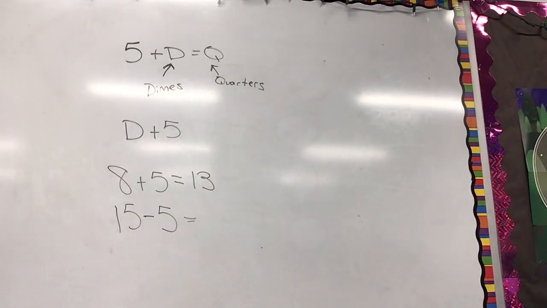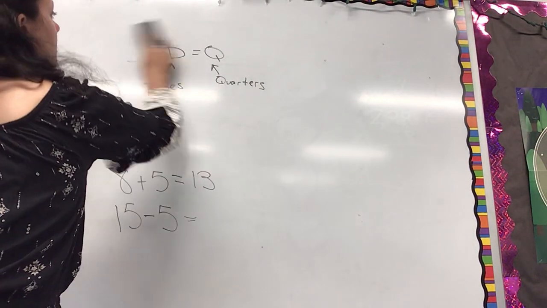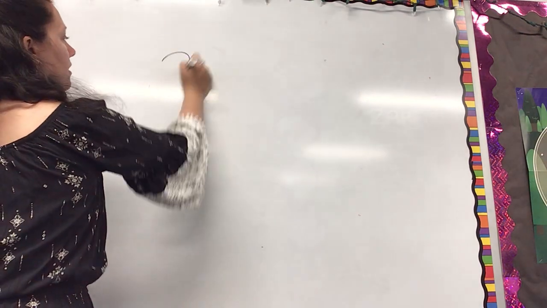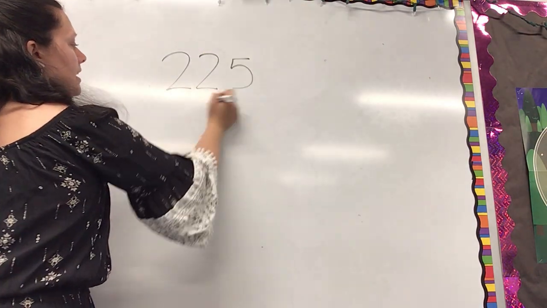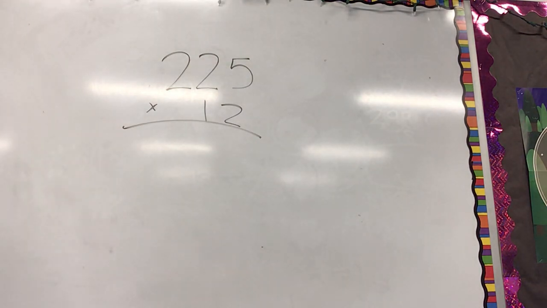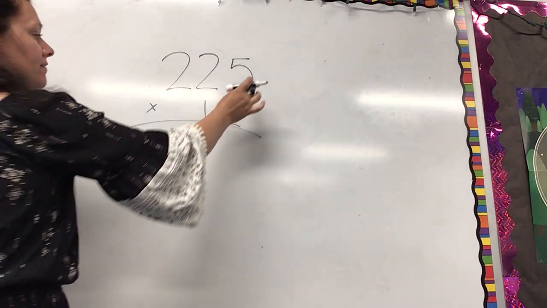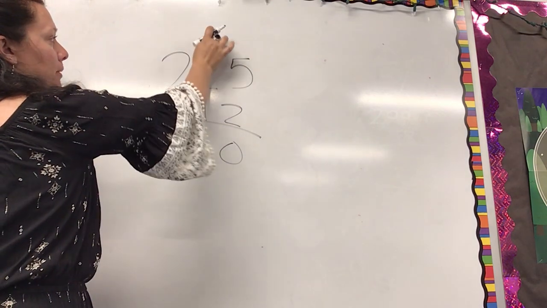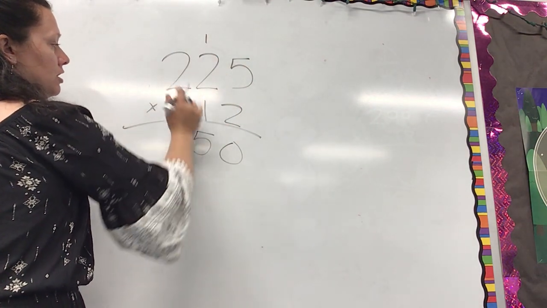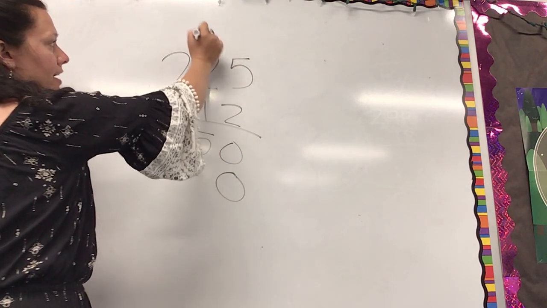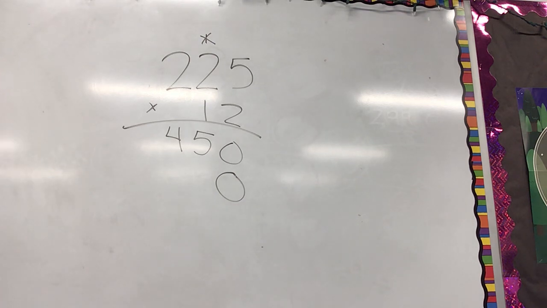Tell me your equation for that problem right there. Charlie. She says 225 times 12. Why times 12, Charlie? Yes, because there are 12 cookies per dozen. All right, 5 times 2. 10. Carry my 1 up here. 2 times 2. 4. Plus 1. 5. 2 times 2. 4. I put a magic 0. Let's cross off that 1. I already used it. I don't want to accidentally use it again.